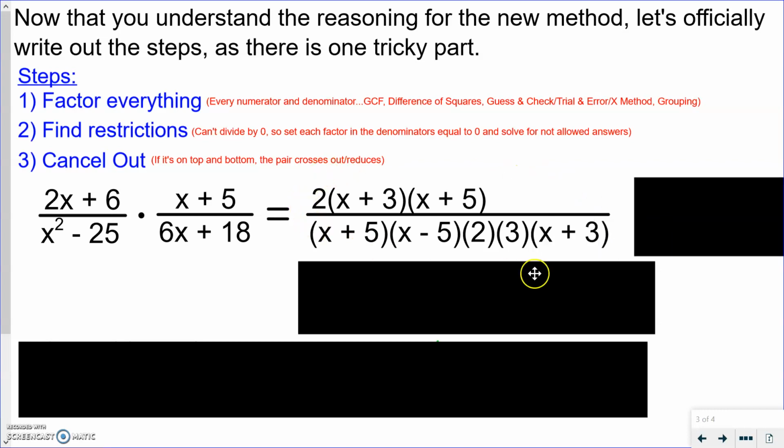So that is fully factored. Step 2 is find the restrictions. Remember, the bottom cannot be 0. Remember, this is multiplication. So if this first factor is 0, it doesn't matter what these are, because 0 times anything is still 0. So I'm going to go in order, look for the bottom.